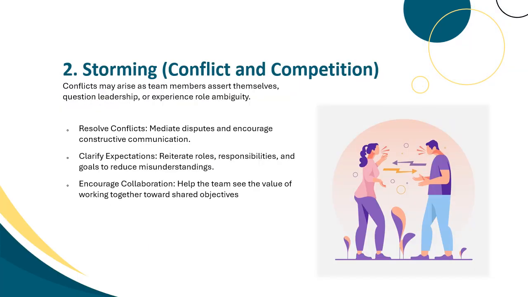Next is the storming stage, often the most challenging one. Here, conflicts emerge as team members test boundaries and challenge ideas. Effective leaders act as mediators, facilitating open communication and resolving misunderstandings. They clarify responsibilities and keep the team focused on the shared vision. During this stage, emotional intelligence and conflict resolution skills are critical.